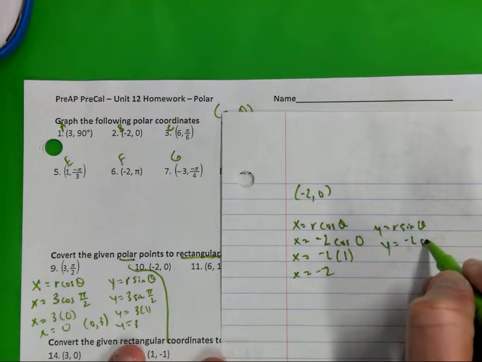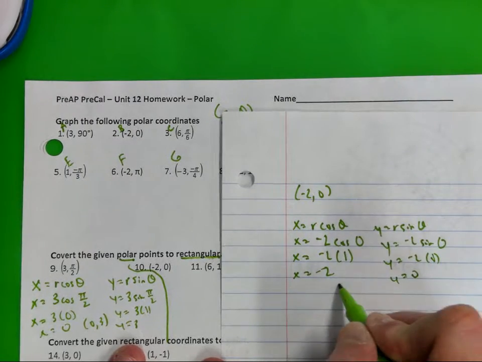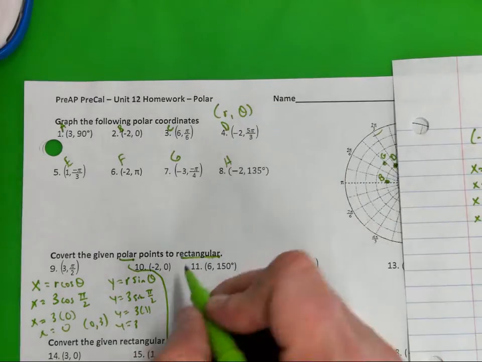Y equals negative 2 sine of 0. That gives me 0. My ordered pair is negative 2, 0. Yes, that's weird. It ended up being the same thing as the original.